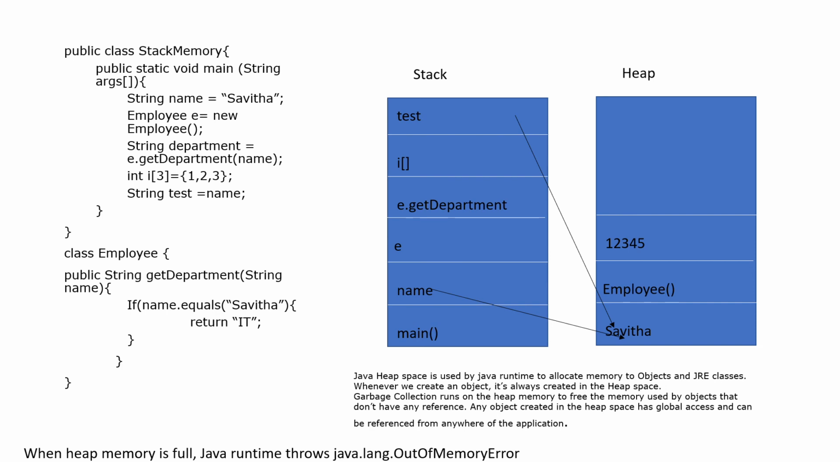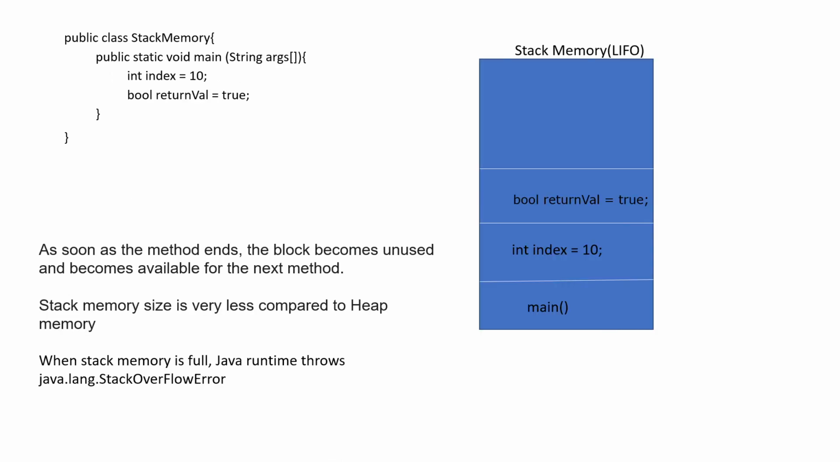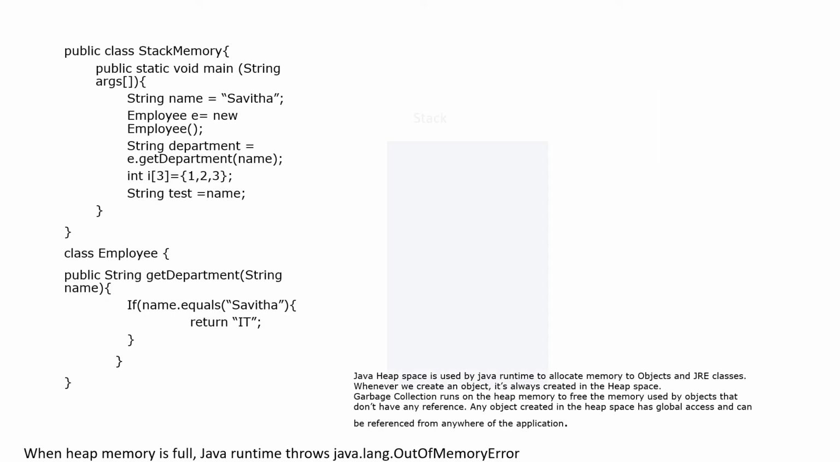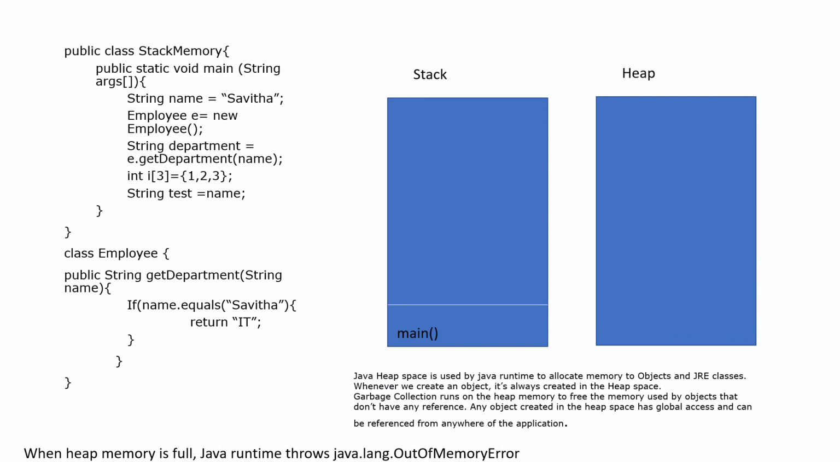In the heap, the objects created have global access and can be referenced from anywhere in the application. When the stack memory is full, it throws a StackOverflowError, whereas the heap will throw an OutOfMemoryError.